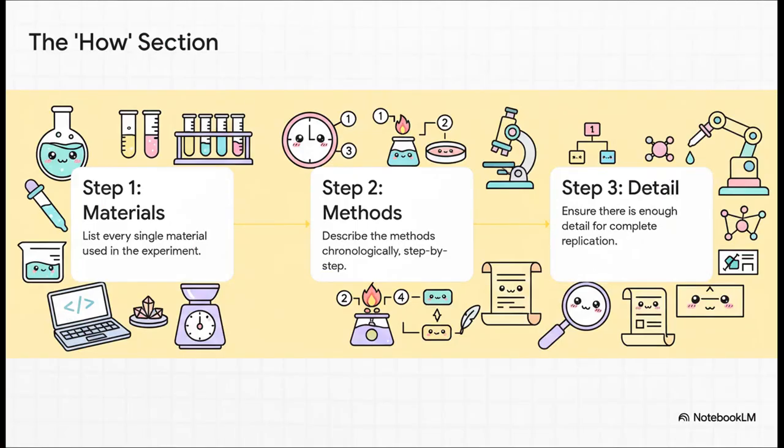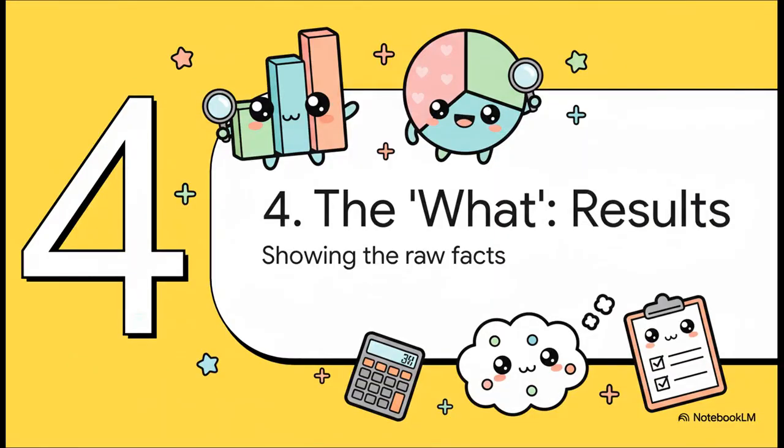Yeah, you really have to think of it like a super strict procedure. You list every single material, everything, from chemicals to the specific software you used. Then you describe your methods in order, step by step, leaving zero room for guessing. All right, so we've covered the why and the how. Now it's time for the what.